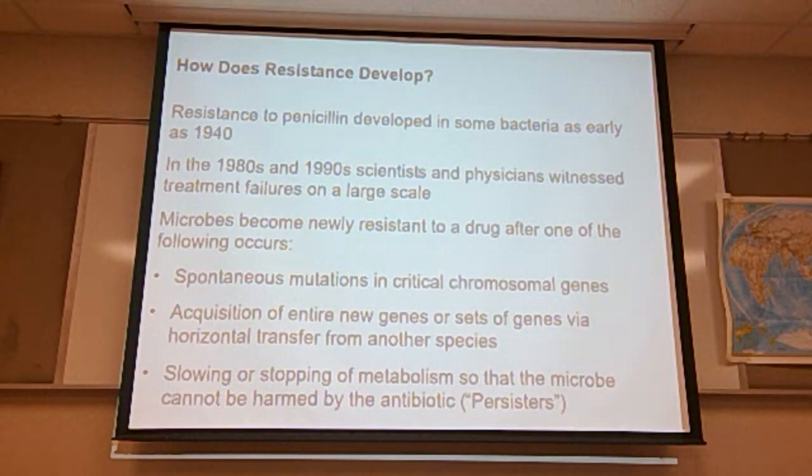Microbes become newly resistant to a drug after one of the following things occurs. Either a spontaneous mutation in critical chromosomal genes within the microbe, acquisition of entirely new genes or sets of genes via horizontal gene transfer from another species, or slowing or stopping of the metabolic rate so the microbe cannot be harmed by the antibiotic. These are referred to as persisters.